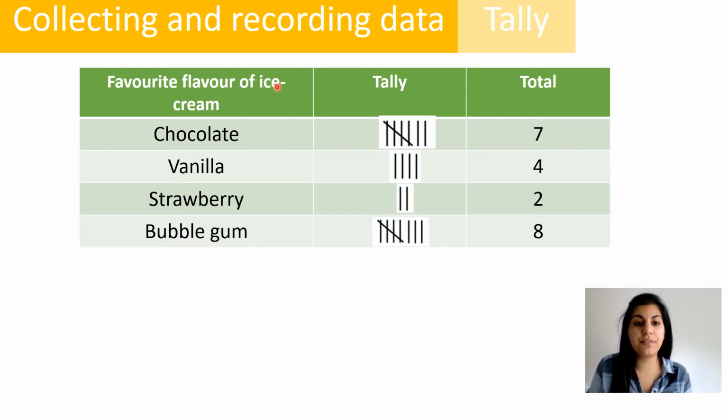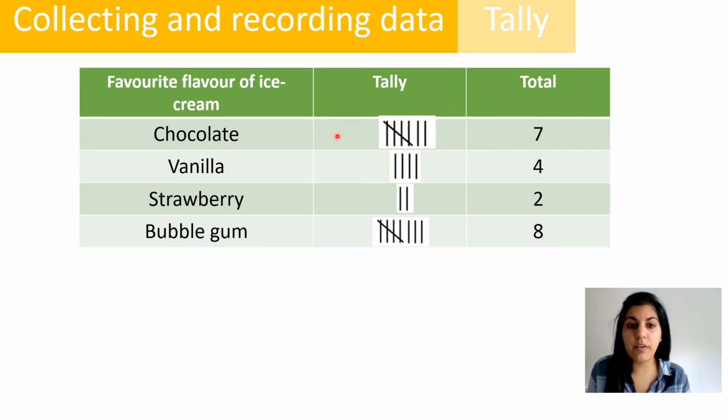I was looking at the favourite flavour of ice cream, and I've listed my 4 flavours down the side: chocolate, vanilla, strawberry and bubblegum. My next column is my tally, and you can see here a tally chart we recorded using lines. Each line represents one person or whatever information I'm collecting, one thing. Now, when we're doing a tally, when we get to 5, we put a diagonal line going through it to cross it. And the reason we do that is so that it's easier to count those tally marks. Instead of counting individual lines, we can count in groups of 5.